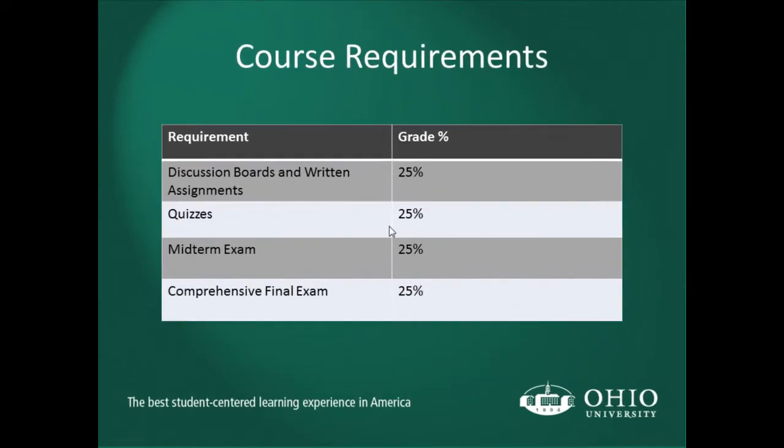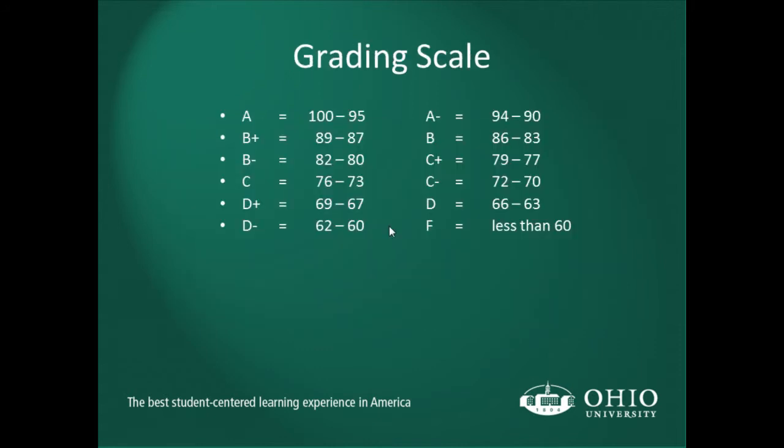Here are the course requirements again. Here's the makeup of the course. Discussion board and written assignments. This class, 25% will be all discussion boards. There'll be 4 quizzes that make up 25% of your grade. Your midterm will be 25% of your grade, and your final will be 25% of your grade. Pretty straightforward. Grading scale, it's a typical university grading scale.